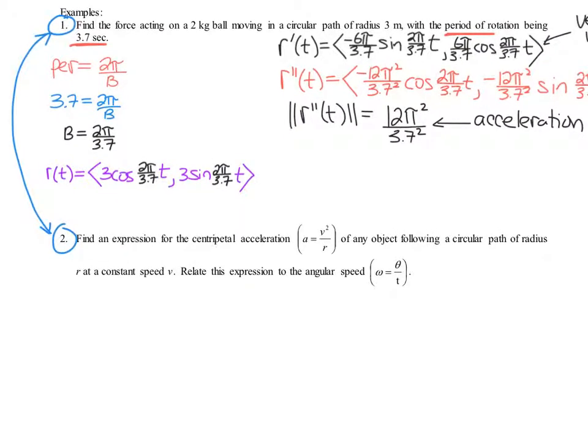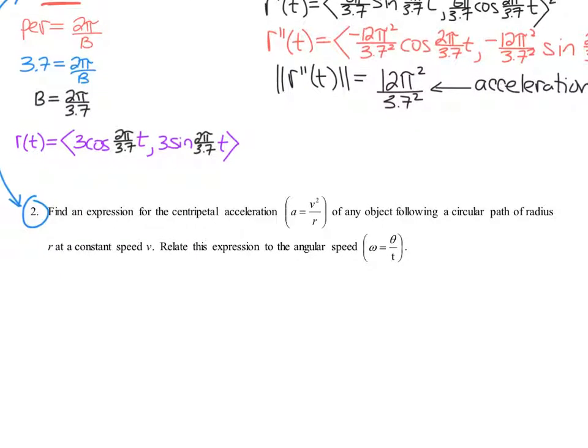All right. So number 2, find an expression for the centripetal acceleration of any object following a circular path of radius r at constant speed v. Relate this expression to angular speed w equals theta over t. I'm sure that's a fancy name for w, but it's a w to me.